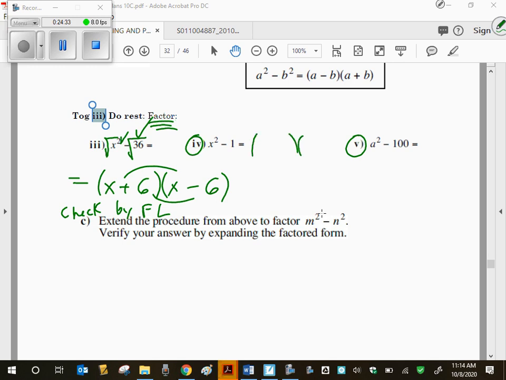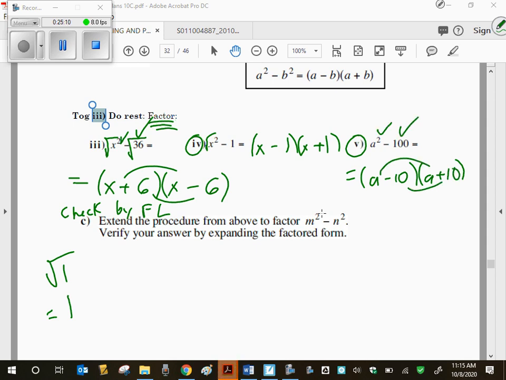Okay, this one, what's the square root of x squared? X. What's the square root of 1? One number times itself equals 1. Don't forget that, because in the radical unit, which is our next unit, some students leave radical 1 as radical 1. Square root of 1 has to be simplified into the number 1. And then one addition, one subtraction. I'm going to put the subtraction one first because it doesn't matter. This one is a subtract 10 times a plus 10. If you follow this, you get a squared subtract 100.